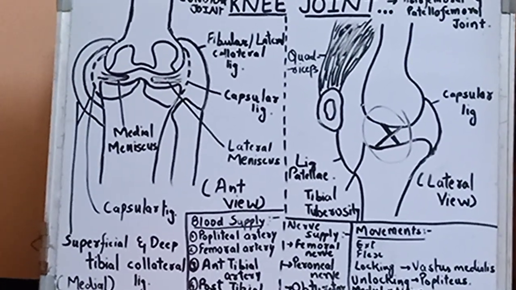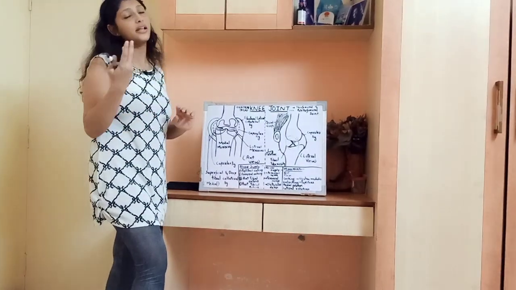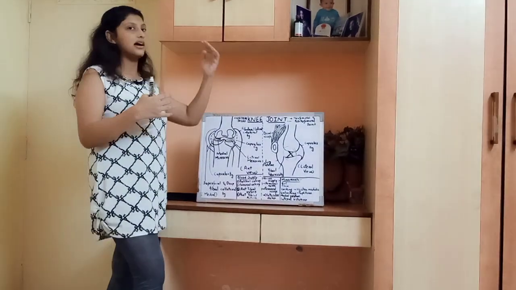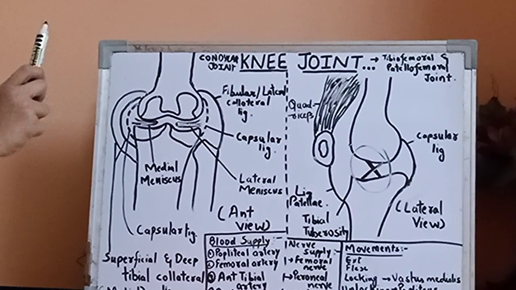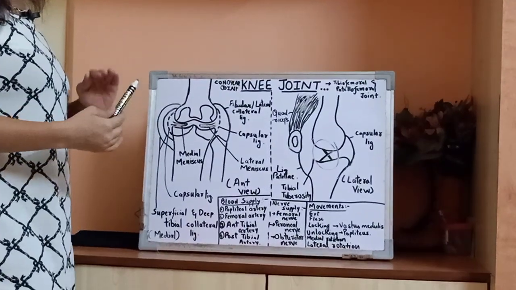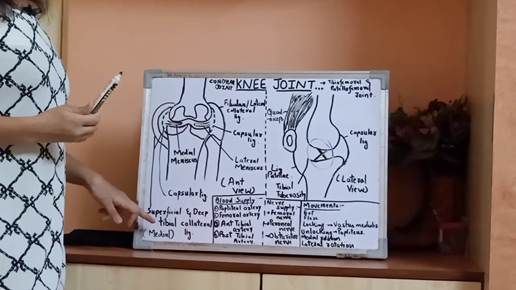collateral tibial ligament, right? So that is about the medial collateral ligament, or you can term this the tibial collateral ligament, because the ligament starts from the femur and ends towards the tibia, right? So the name is medial collateral ligament, or the tibial ligament.